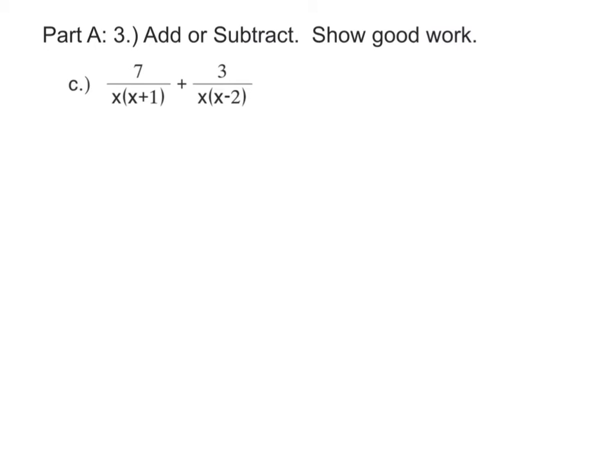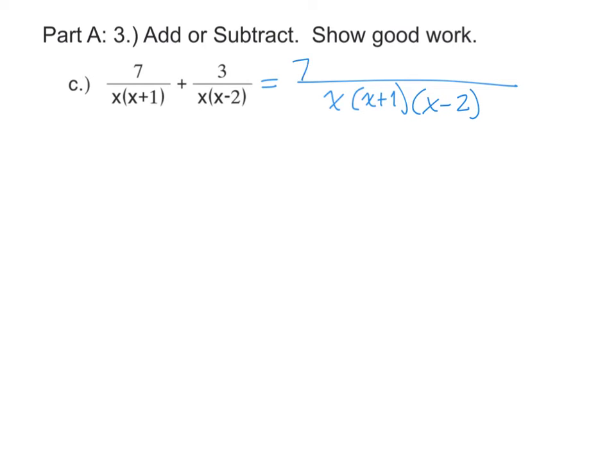The third one, 7 over x times x plus 1 plus 3 over x times x minus 2. What we should think about first is our common denominator. The common denominator will have to have factors of x and x plus 1 in it. It will also have to have factors of x and x minus 2. Well, it already has the x, so I don't have to worry about putting that in my common denominator. However, what's missing is the x minus 2.